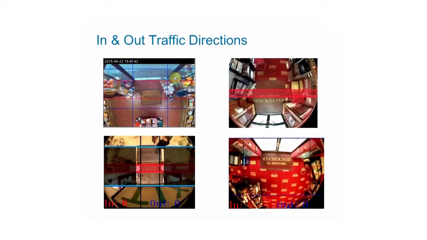So the in and out traffic directions could be both ways. It could be this direction as coming in, so this is outside, whereas this one is the other way around, where this is going in. This one as well, the door is there and it goes in. So you can flip the in and out traffic directions. That is not a problem.